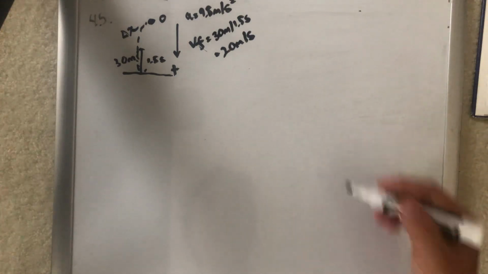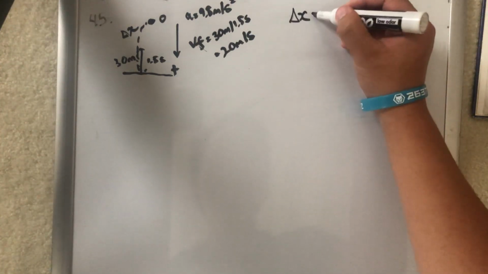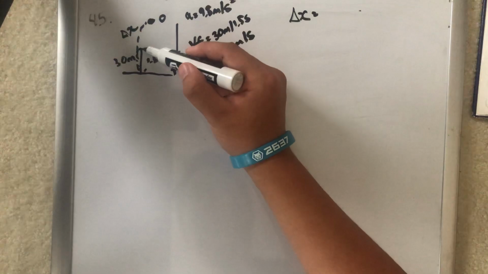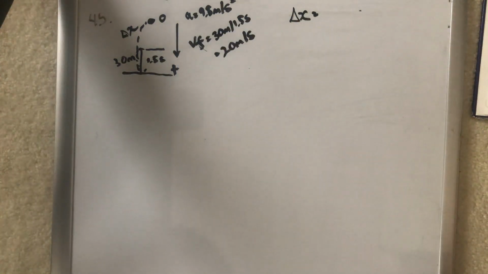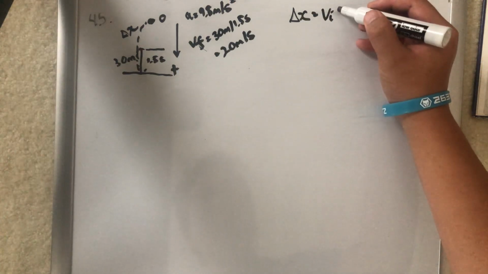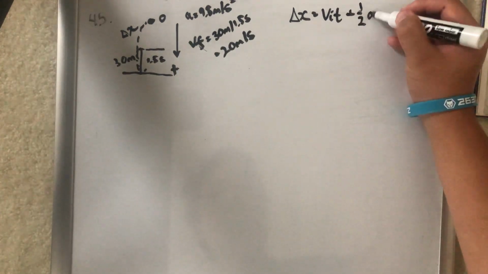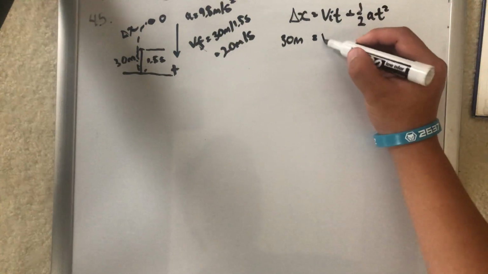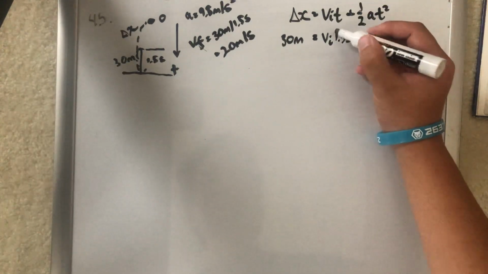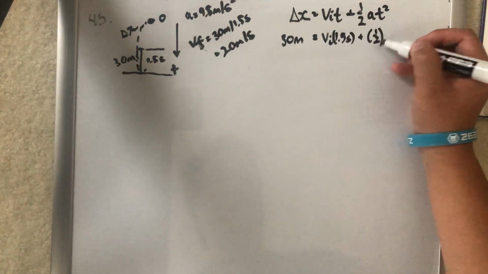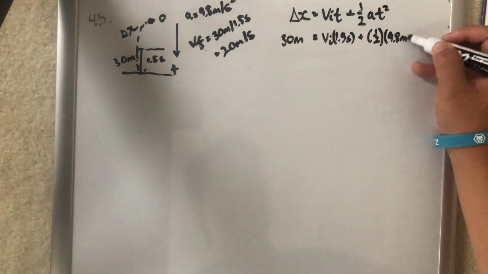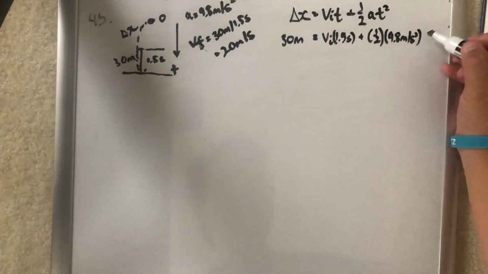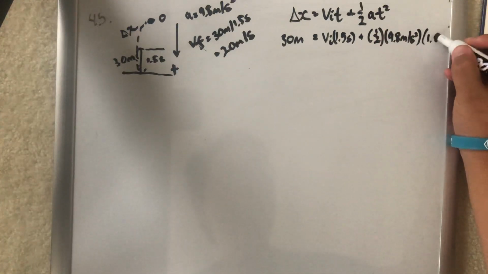Alright, so for the first step of the problem, we have to use this kinematic equation. The difference in x, since we're trying to find the initial velocity, what the velocity was right there, is equal to initial velocity times time plus 1/2 acceleration times time squared. So we know that's 30 meters. We don't know the initial velocity, but we know the time is 1.5 seconds, plus half times acceleration, 9.8 meters per second squared. We know that's positive, it's going that way, and time is 1.5 squared.